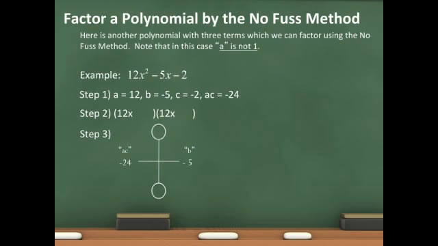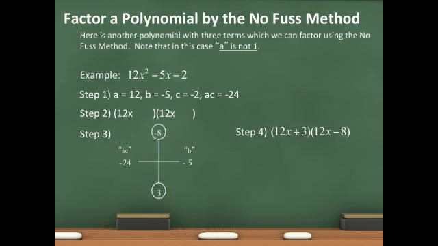Next, we need to come up with two numbers to fill in the circles. Notice that the two numbers need to multiply to give you negative 24 and add to give you negative 5. The two numbers we need are negative 8 and 3. Write these two numbers in the circles.